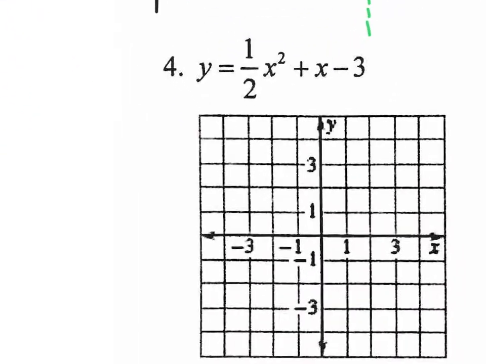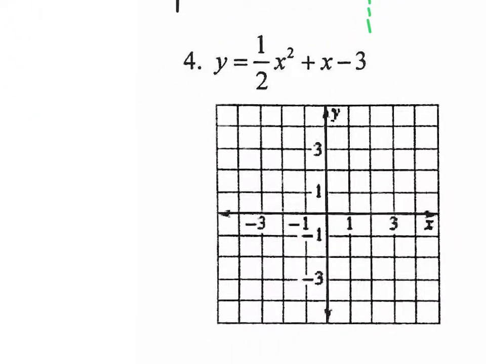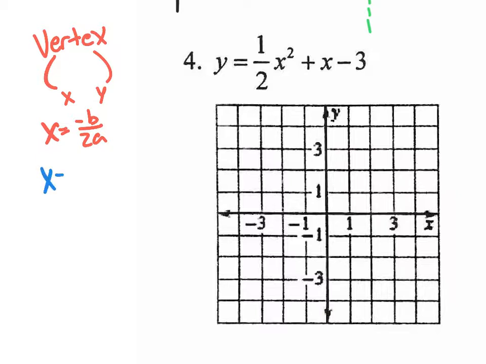Now this one might confuse some people because it has the a value of 1/2. Let's work this out, guys. Step 1, let's find the vertex. The vertex is a coordinate, an x and y value. We find the x value by using the formula x equals negative b over 2 times a. We're going to use parentheses to be able to work this out correctly. We're going to identify the a value, which is 1/2, the b value, which is 1, and the c value, which is negative 3. We don't even use the negative 3. Let's plug in the b value of 1 and the a value of 1/2.